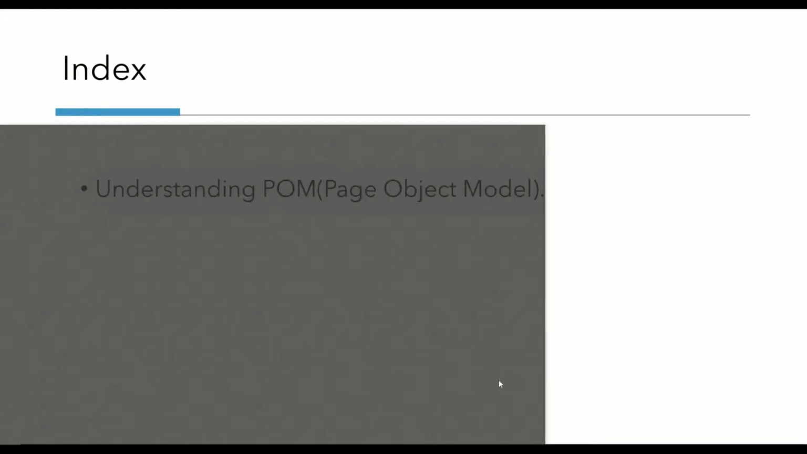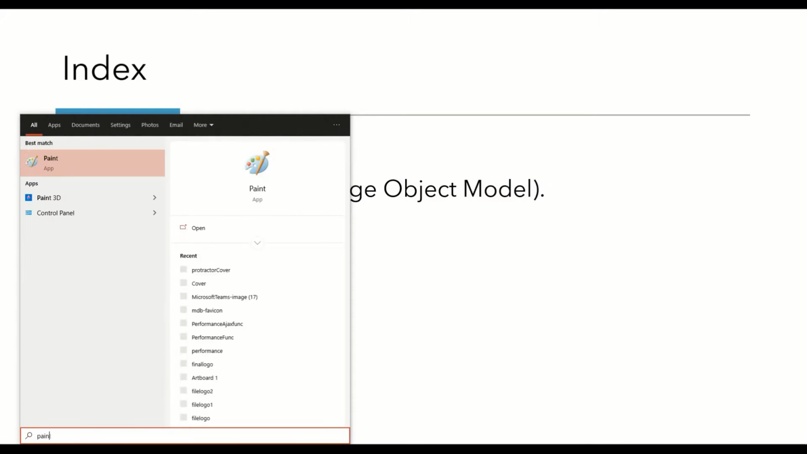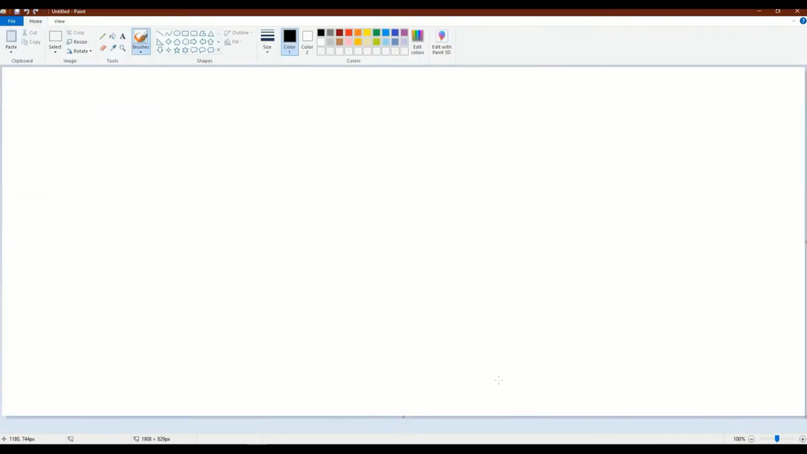So what I'll do is I'll quickly open Paint and let's understand what is page object model. So guys, page object model is basically a framework or an architecture. Let's understand how we can achieve page object model in Protractor. I'll be using Paint, and let's see. If we talk about any web application that we are about to automate, there are different pages.